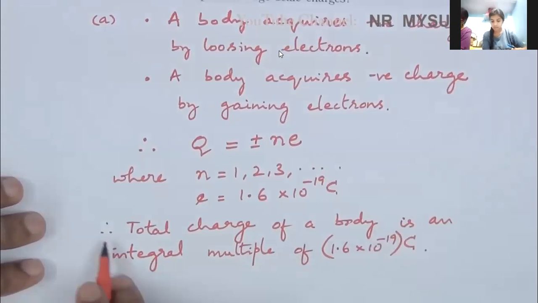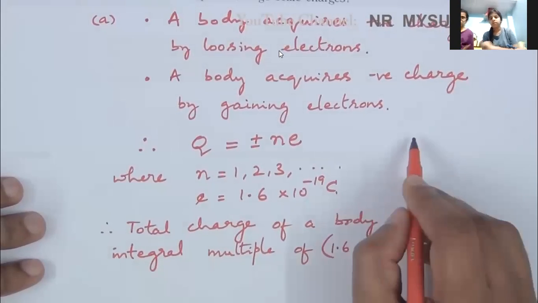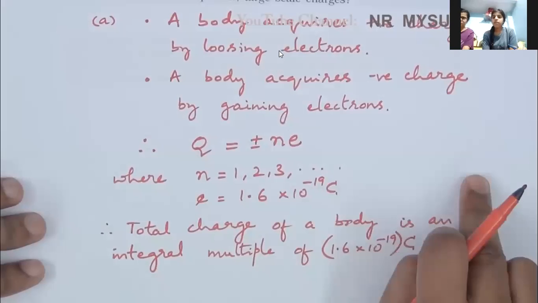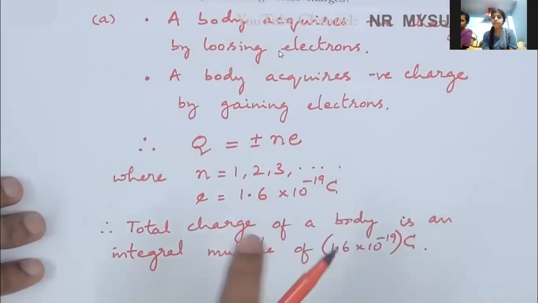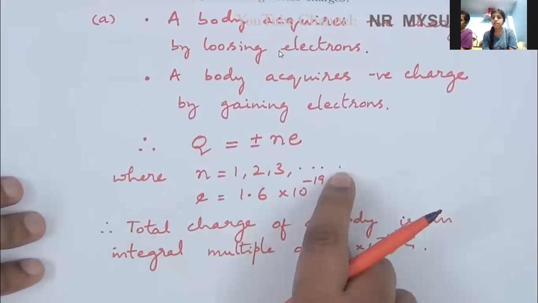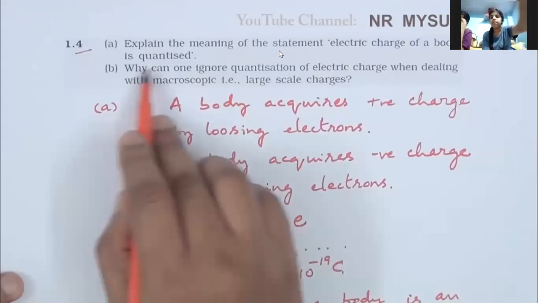Therefore, the total charge of a body is an integral multiple of 1.6 × 10^-19 coulomb. Either the body can lose n number of electrons or it can gain n number of electrons, but never fractional values of this. That is why electric charge of a body is quantized.